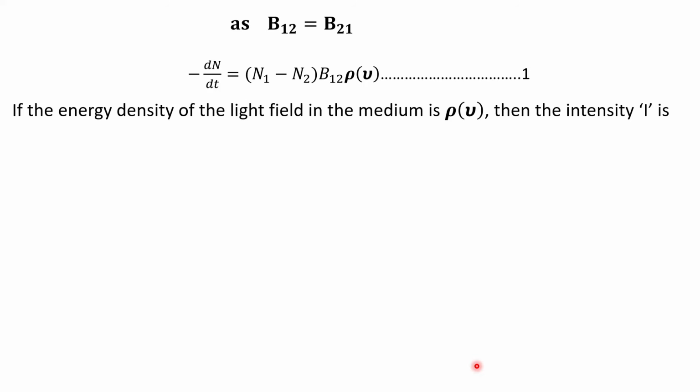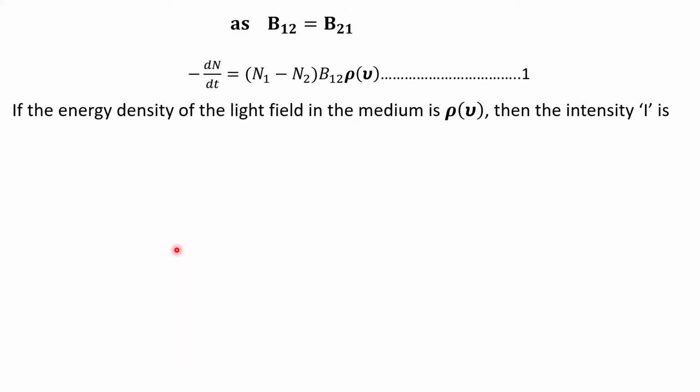Students, we have already obtained the relation B12 equal to B21 in the first chapter. Therefore we can write the above equation as minus dN by dt equal to (N1 minus N2) into B12 into rho nu. Say this is equation number 1.